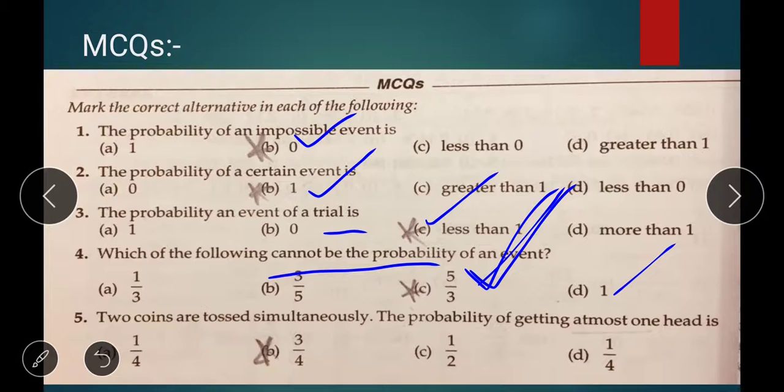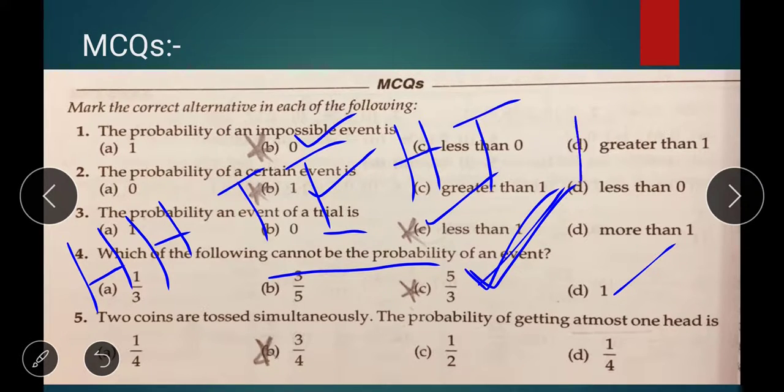Two coins are tossed simultaneously. The probability of getting at most one head is. Students listen. If we toss a coin, there are 2 possibilities: H, T, head and tail. If we toss 2 coins at a time, there are 4 chances. What are they? HH, then HT, then TH, and TT. So there are 4 possibilities.